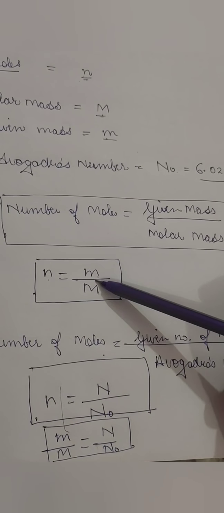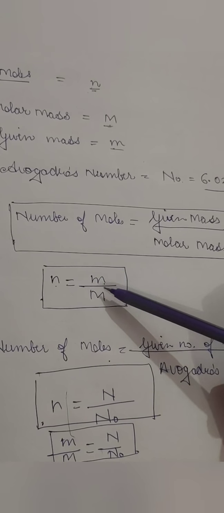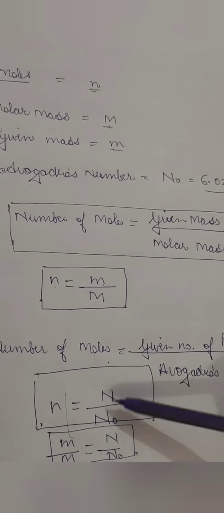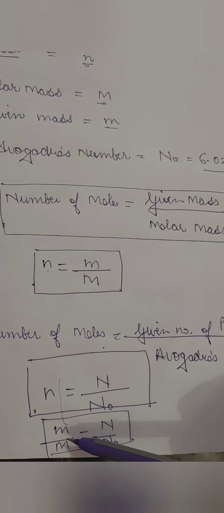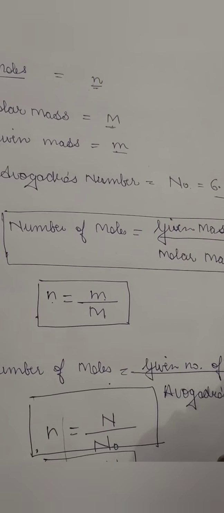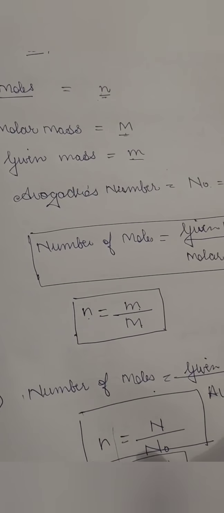Since these two are quite similar, small n equals m upon M, and here small n equals N upon N naught. By this we can also relate that small m upon capital M equals capital N upon N naught. So these are the formulas. Now with the help of these formulas, we'll be doing some more questions.